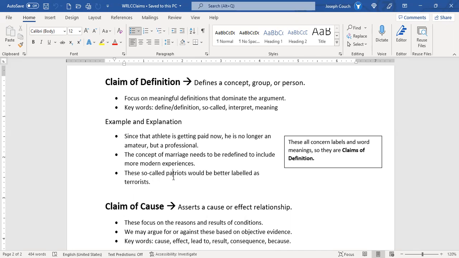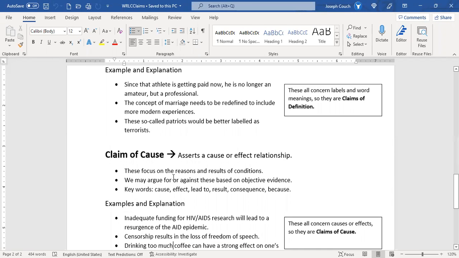As you notice, how you view that athlete, the marriage, the patriot, they're not going to agree on a whole lot after that fact by and large. Well, claim of cause sounds simple, right? What's behind it? Notice it doesn't come first.